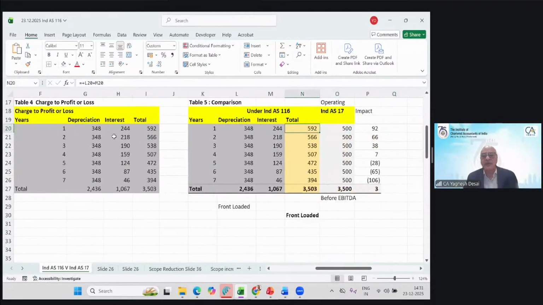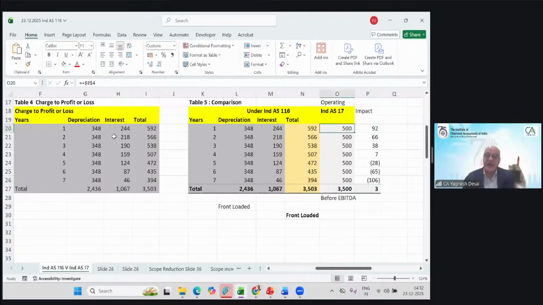What used to be recognized earlier was 500 rupees per annum. Why? Because the useful life was 20 years, the lease term was 7 years, no renewal, no buyback. So erstwhile in Ind AS 17, this was considered an operating lease. Hence, he was supposed to expense out these rentals. Now, if you go and see, they recognize expenses of 3,500 over a period of 7 years. Almost the same thing under 116, no difference. But where is the difference?